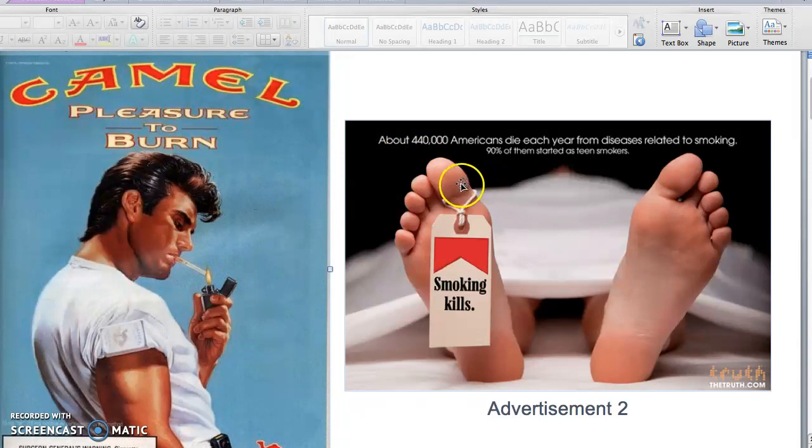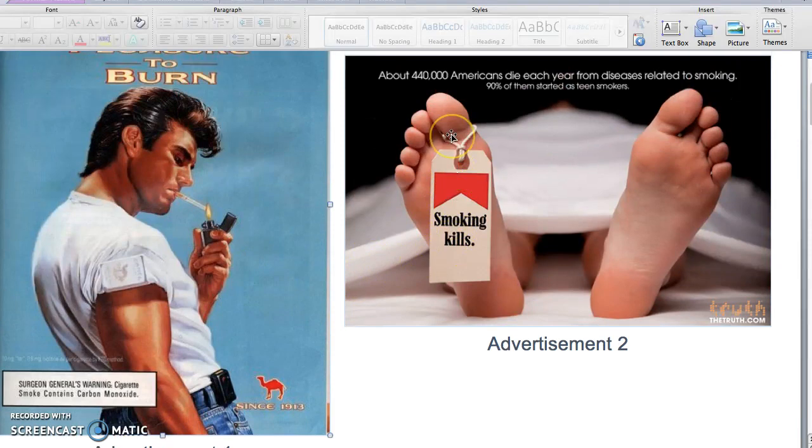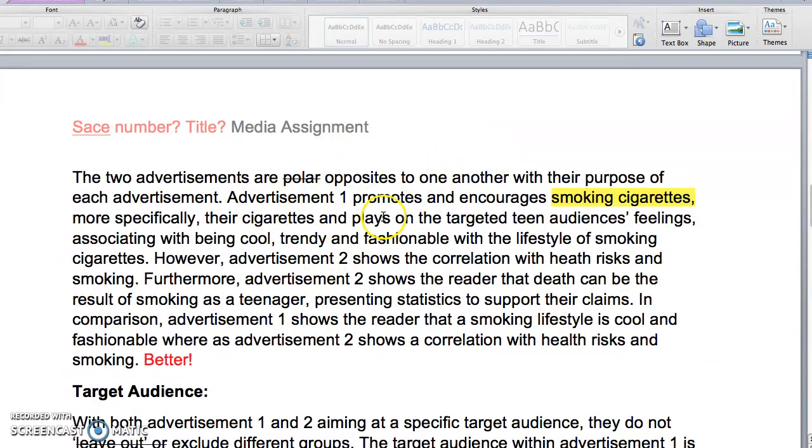And in contrast, the model that this advertisement is using is that of a John Doe. It's very shocking. It's an anonymous point of view, eye-level angle, close-up shot of a dead teenager's, a young dead person's feet. And this tag here is imitating the brand of Marlboro. It looks like a cigarette packet, but it actually says smoking kills. So you're right, two very different purposes and messages. This one is to sell a product. This one is to change a behavior. So make sure that you've addressed that under purpose. You need to go back and tidy this up as well.